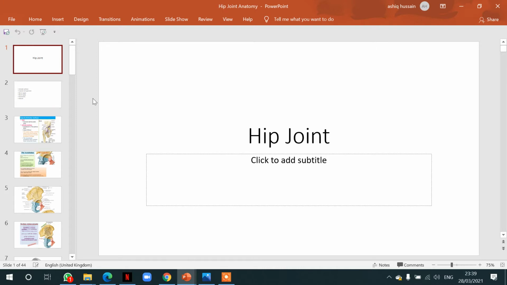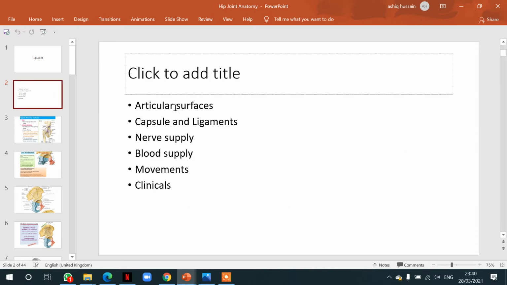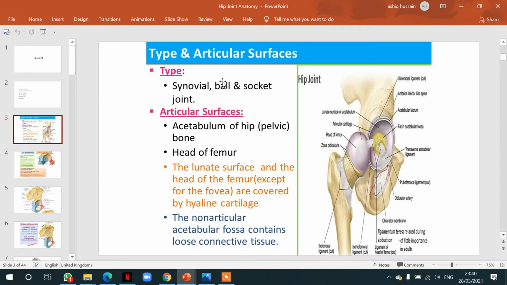So regarding any joint, whenever you are studying or discussing any joint, you have to go through certain aspects of the joint. For example, you discuss the joint with its articular surfaces, meaning which bones are participating in the formation of that joint. Then the capsule and ligaments of that joint, then its nerve supply, blood supply, movements, and certain clinicals which are related to that joint. So first of all, I will talk about the type and variety of the hip joint.